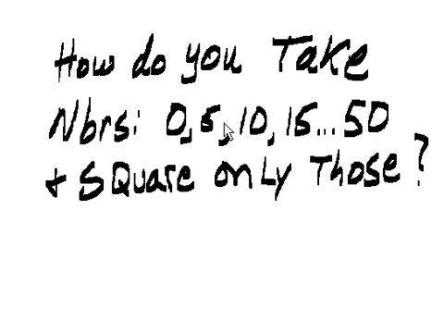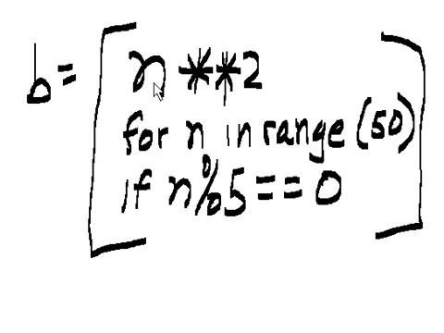How do you take numbers 0, 5, 10, 15 all the way to 50 and square only those? b equals n raised to the 2 power for n in range 50 if n modulus 5 equals 0.